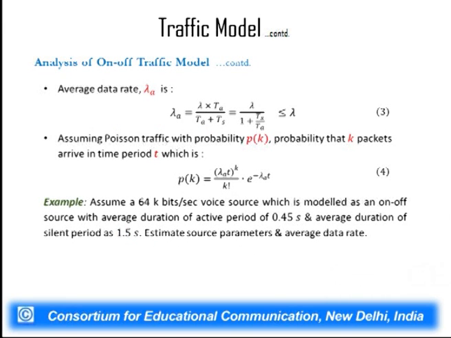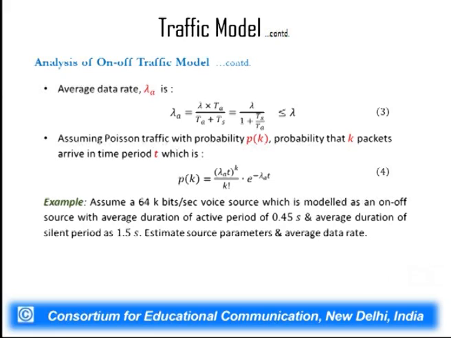Now once we have all these values, the probabilities and the average times, we can find the average data rate, which we suppose to be lambda a. Lambda a can be given by this formula: the product of lambda and the time in the active state, the time that the device has spent in the active state, divided by the summation of Ta and Ts.